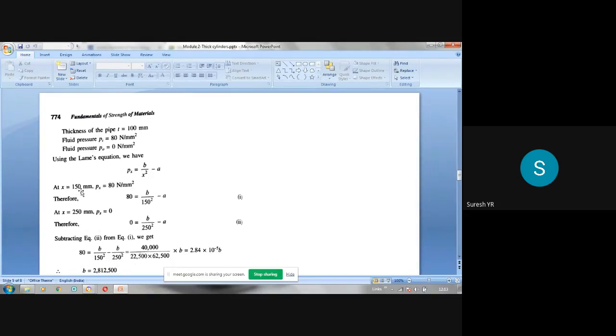When x is equal to Ri, P is equal to 80. Okay, Px is equal to 80. Please note that. So 80 is equal to b by 150.